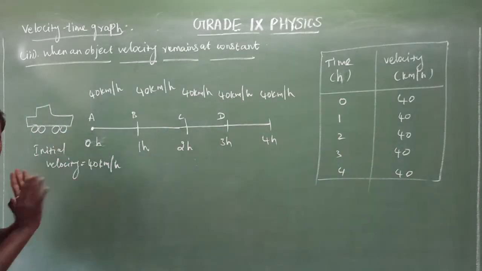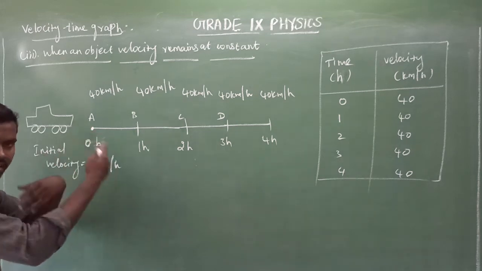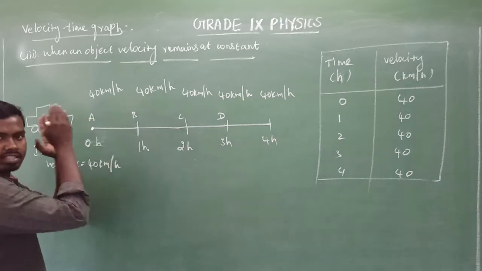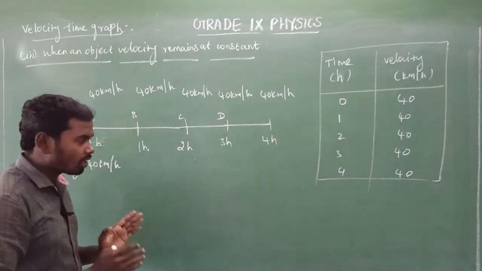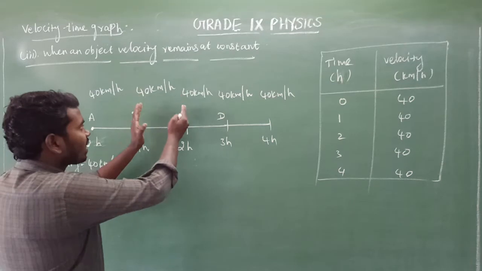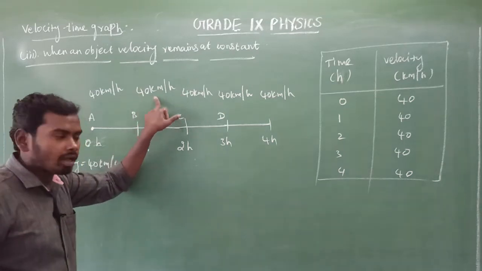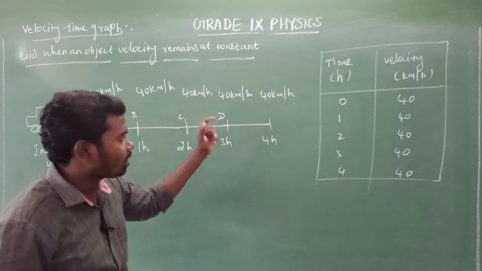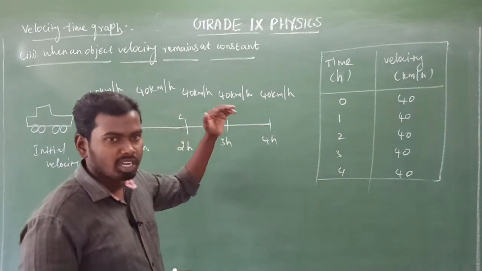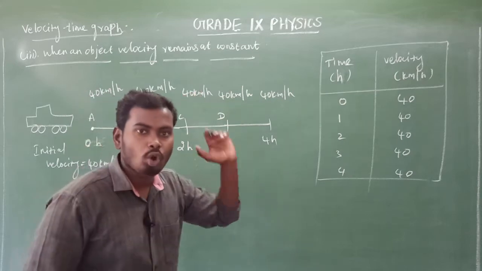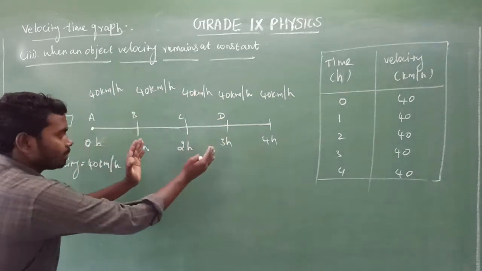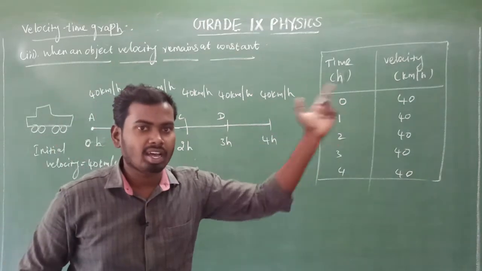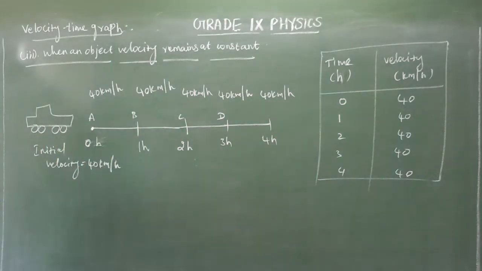Is there any doubt here? No doubt. Look here, very simple. I repeat it again. In the first interval of time, the car maintains the velocity of 40 kilometer per hour. In the next 1 hour also, the car maintains the same 40 kilometer per hour. In the next 1 hour also, the same 40 kilometer per hour. In the last 1 hour also, the same velocity of 40 kilometer per hour. So whatever the time, the velocity of the object remains the same. That is called constant velocity.